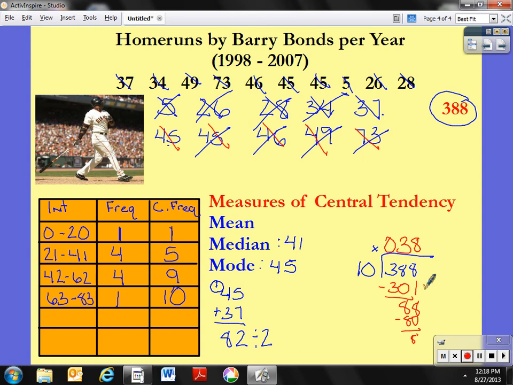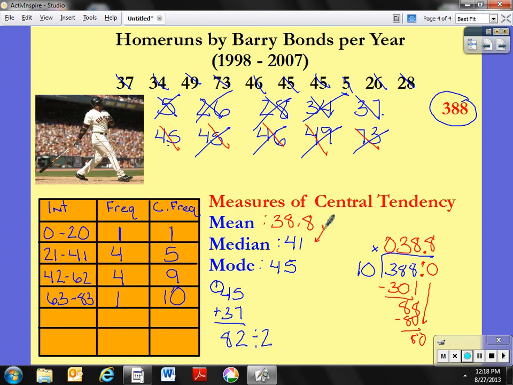Oh, wait. You guys did a great job telling me. Put a decimal point here. Transfer that decimal point up into the quotient, and now you can add a 0 here. And I'll drop that 0 down. 10 times what is 80? 10 times 8. So the mean is 38 and 8/10.